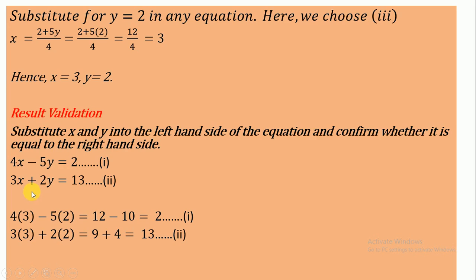The same thing goes for the second equation. 3 times 3 plus 2 times 2, it gives 9 plus 4, which is 13. Correct. So this is very, very interesting. It's interesting in the sense that you cannot solve the simultaneous equation and get it wrong without knowing. Why? Because you have the opportunity to check whether you are wrong or right. So if there is any mix-up, you can easily go back to your workings and correct yourself.